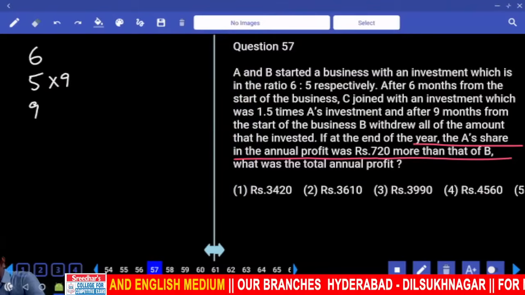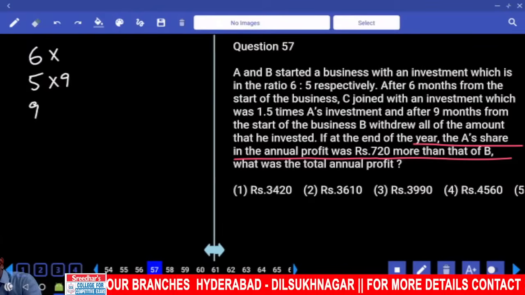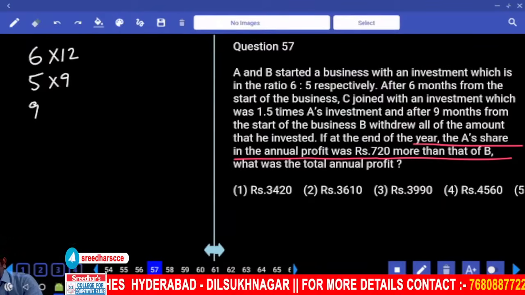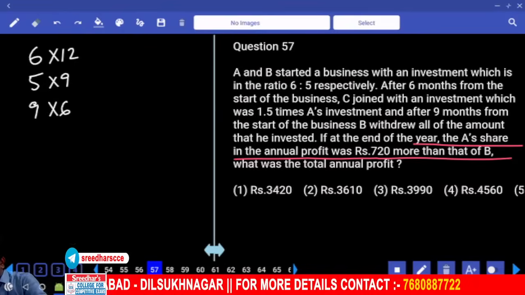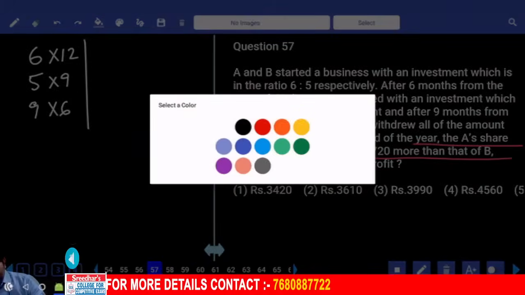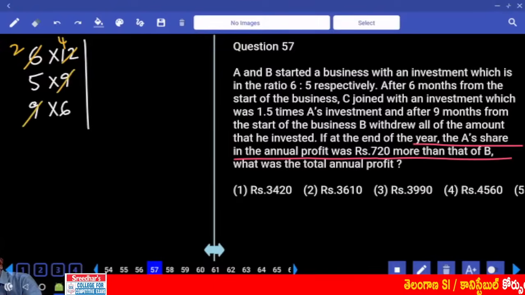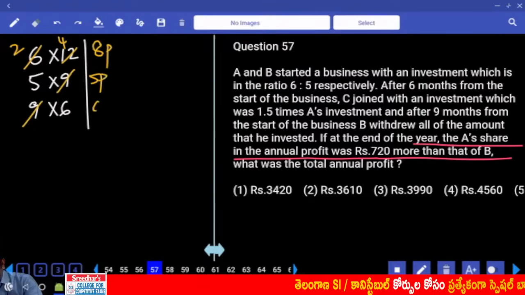Okay. A is there from the beginning and he did not leave, so he will be there for 12 months. C joined after, so he will be there for 6 months. Everywhere 9 cancellation is there. I'll take 3 here and also 3 here. 3 into 3, 9 only, right? 3 how many times is 6? 3 how many times is 12? 9, 9 cancel. This is 8 parts, 5 parts, 6 parts.